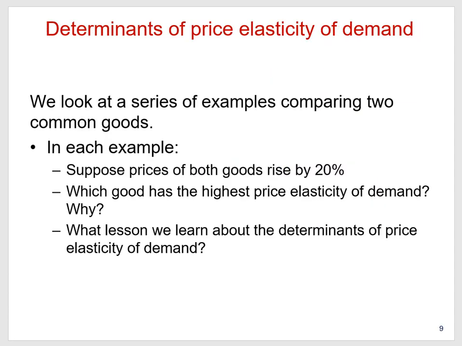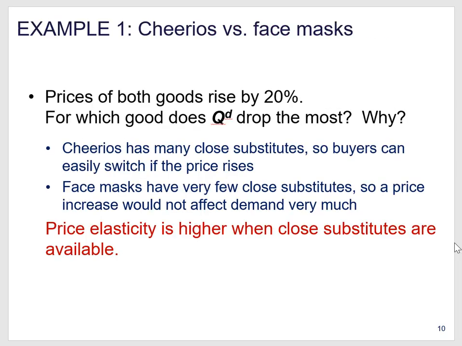Now we will look at a series of examples that will compare two common products to demonstrate the determinants of price elasticity of demand and how they affect the elasticity of the product. Now we will have these assumptions, and we try to answer all these questions. So the first assumption is that the prices of both goods will rise by 20%. And we would like to know which good has the highest price elasticity of demand and why, and what lessons we could learn about the determinants of price elasticity of demand.